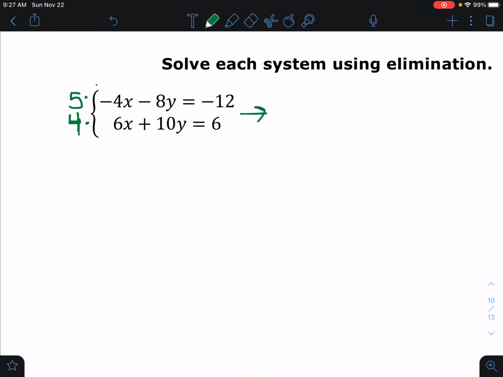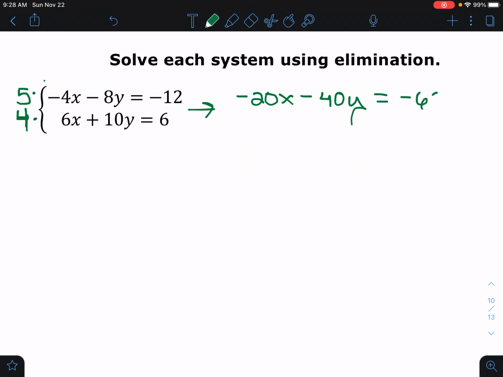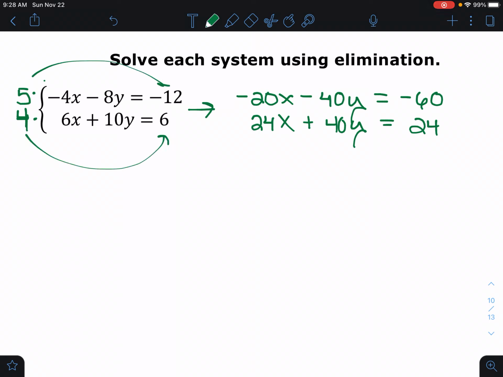Now if I do this, I'm going to write my two new equations. So that would be negative 20x minus 40y equals negative 60. Okay, and then the second one, 24x plus 40y equals 24. Now don't forget to multiply the last thing. This is what most people forget, so just be careful with that. You don't forget those last ones.